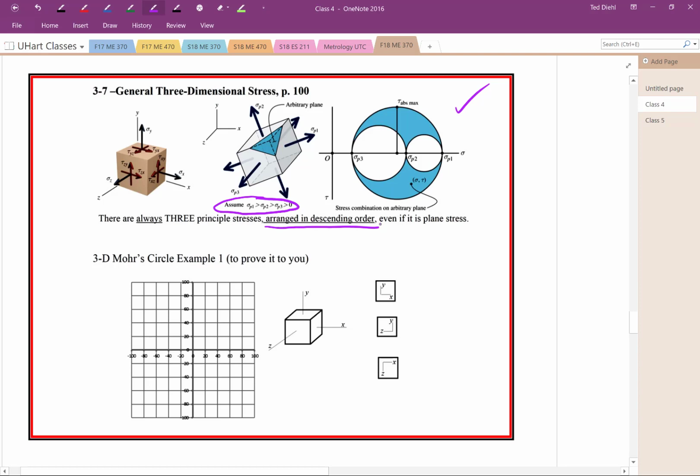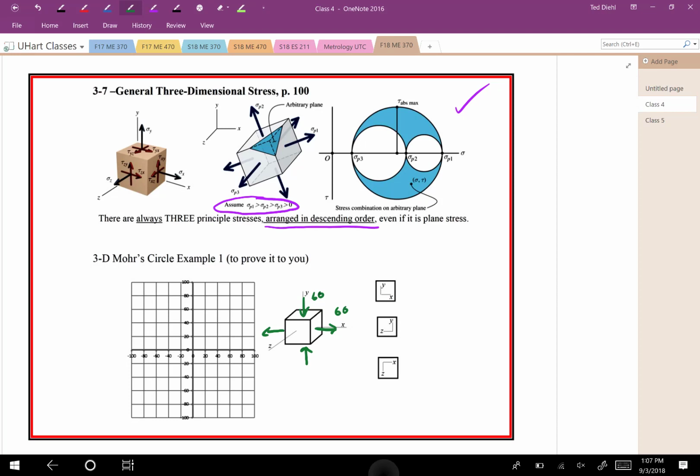Now, I want to prove to you that there's always three principal stresses. I'm going to do that with a couple scenarios here. First, the scenario where we have a stress of 60, could be PSI or it could be megapascals. It doesn't matter. I'll have tension in the X direction. I'll have compression of 60 in the Y direction, and it'll be 0 in the Z direction. So this is going to be the plane stress condition.